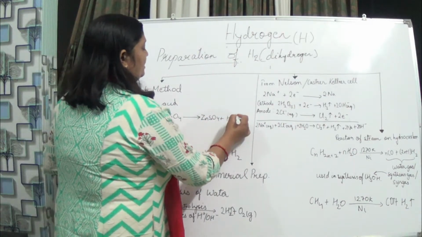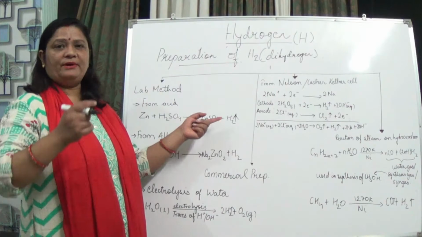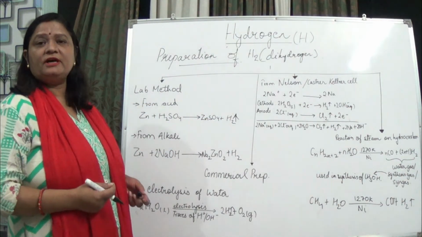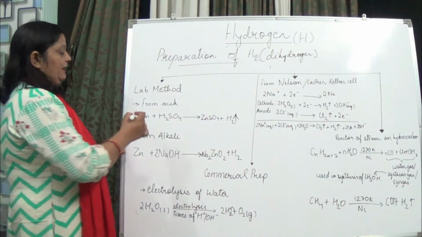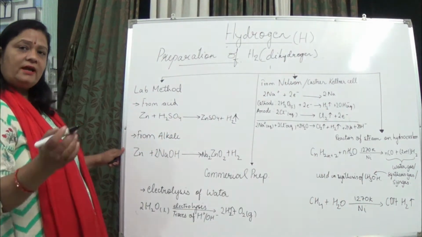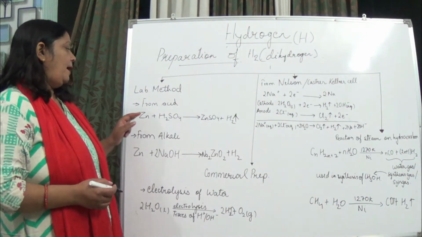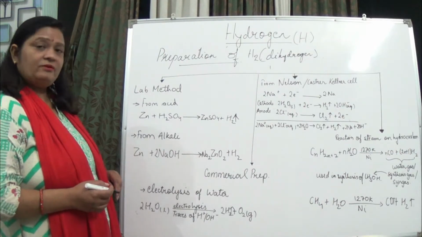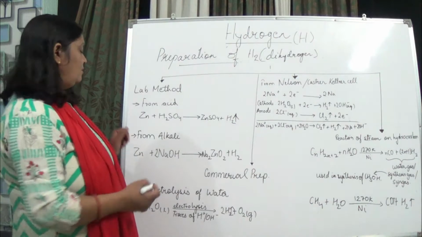How do we test the presence of this H2 gas? By taking a burning splinter near the gas, and it burns off with a pop sound. So zinc reacts with H2SO4 to give ZnSO4 and H2, and H2SO4 is an acid, so here we are seeing the reaction with an acid. Now let us see the reaction with alkali. We will get hydrogen gas in that also. The best example of an alkali is NaOH.